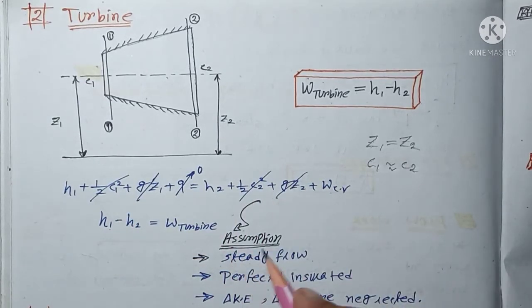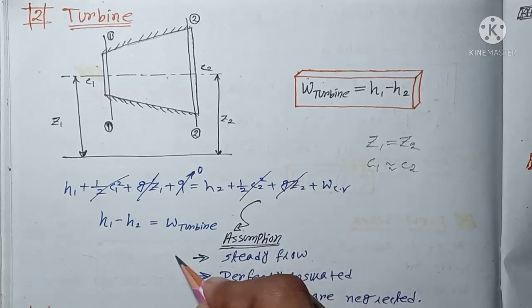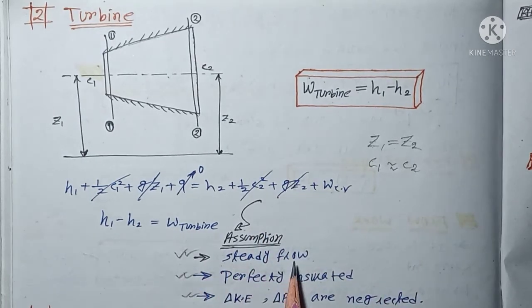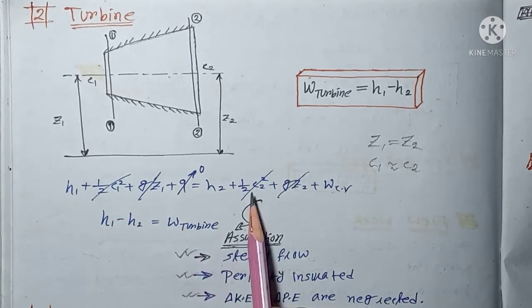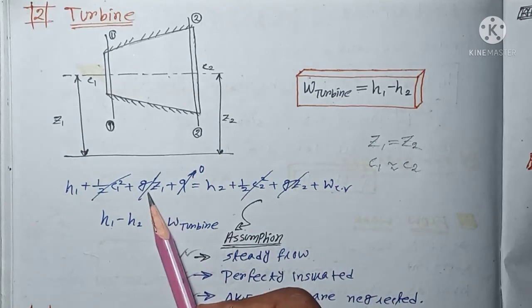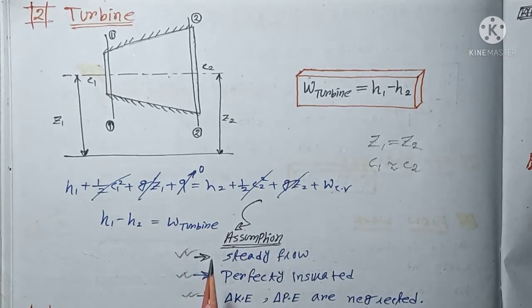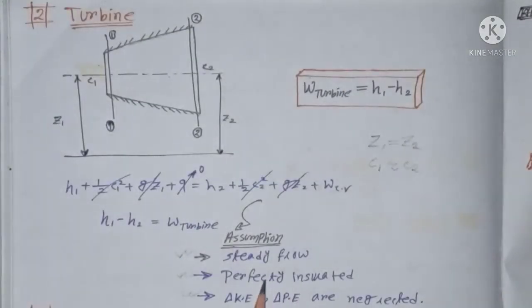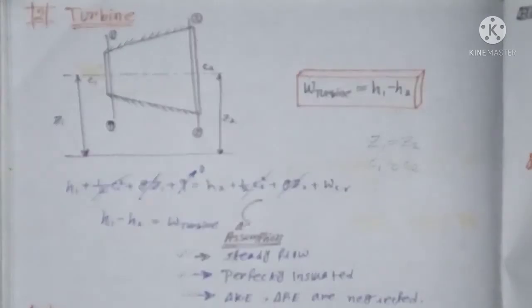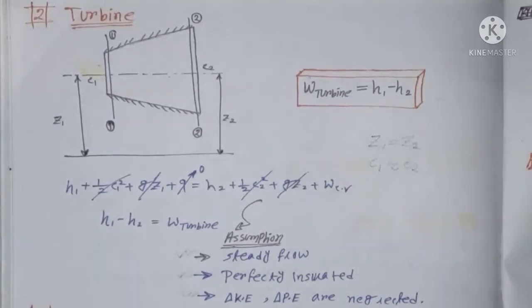Now here I write all the assumptions clearly. The first one is steady flow, next is perfectly insulated, and there is no change in kinetic energy and no change in potential energy. No change in kinetic energy means half of C1 square and half of C2 square cancel out. No change in potential energy means gZ1 and gZ2 cancel out, and perfectly insulated means Q is equal to 0.